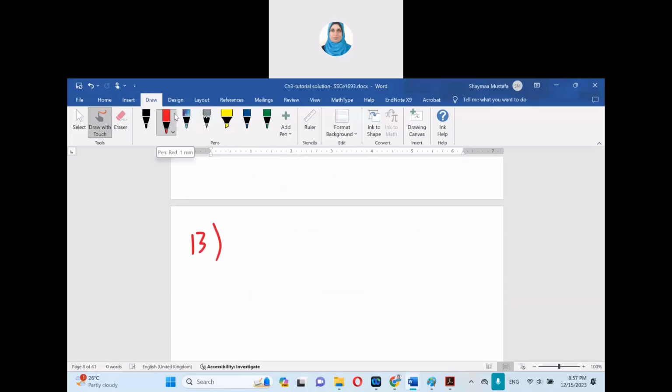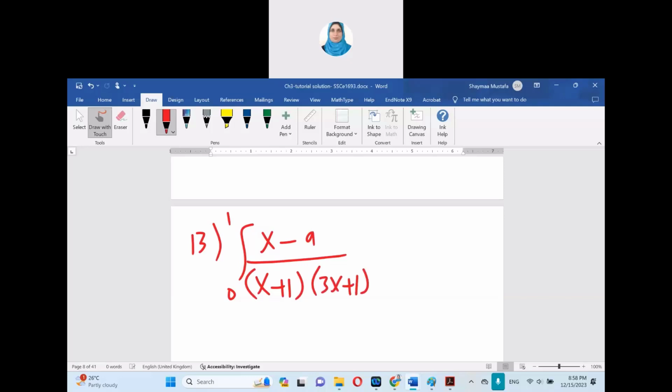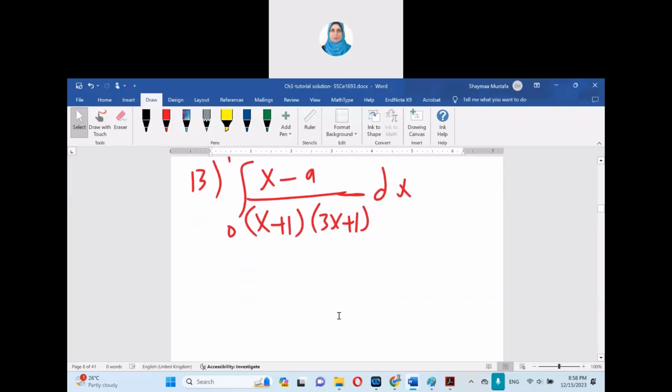For question 13, you need to integrate from 0 to 1 of x minus a over x plus 1 times 3x plus 1, dx. First, you need to integrate. Your integration will have a in it; the final answer will have a. Then make what you get equal to 0 to find the value of a. So you need to integrate first.